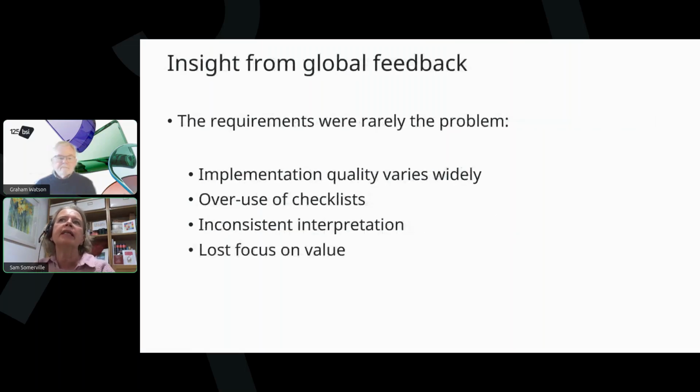Thanks, Graham. So one consistent message from the global feedback we received was that the requirements themselves were rarely seen as the problem. And this was partly demonstrated by the narrow margin of those who felt that the standards should be revised against those who were very comfortable to keep the requirements as they were. And where organizations struggled, it was more often due to inconsistent interpretation, over-reliance on checklists, for example, and a growing distance between the system and the real organizational value. And it was that feedback that strongly influenced the direction of the revisions.